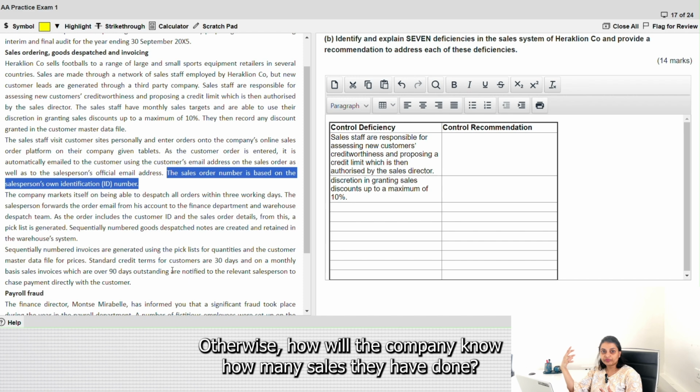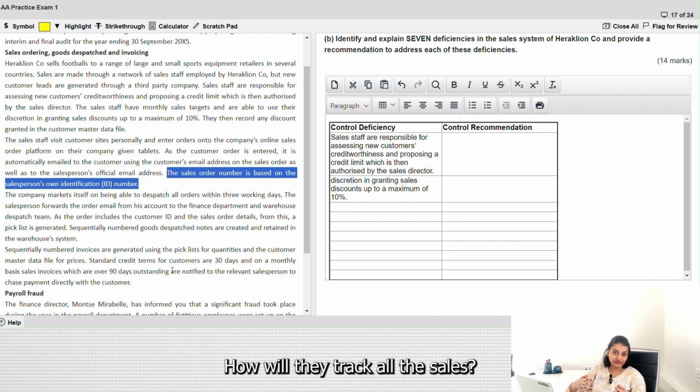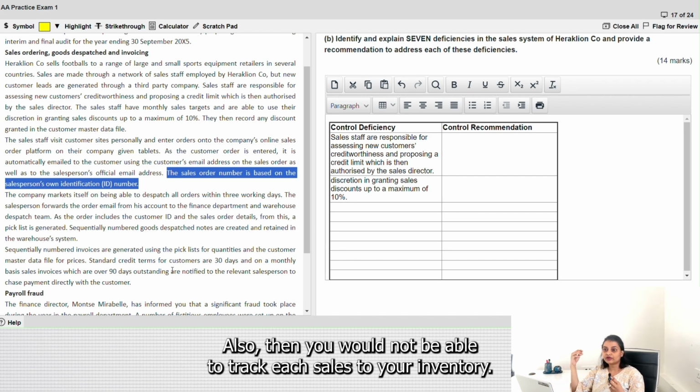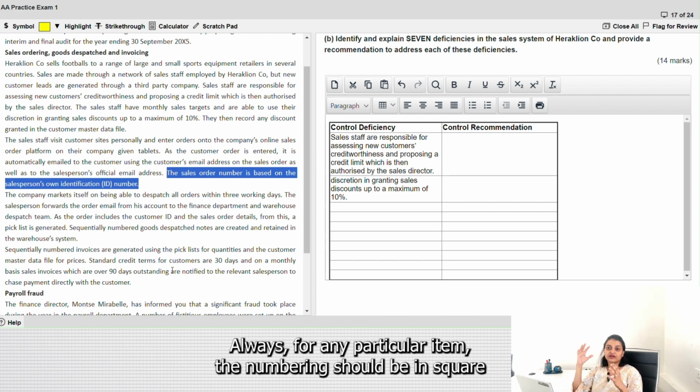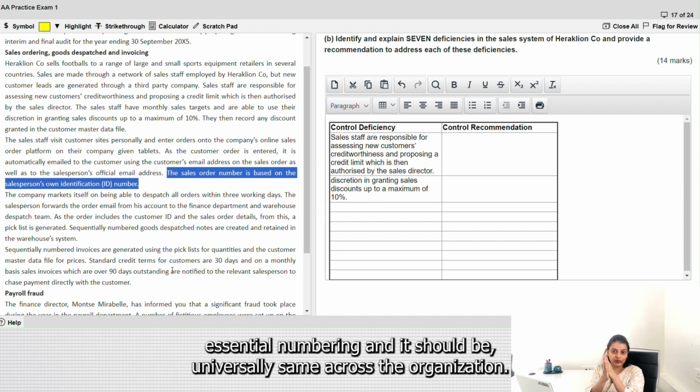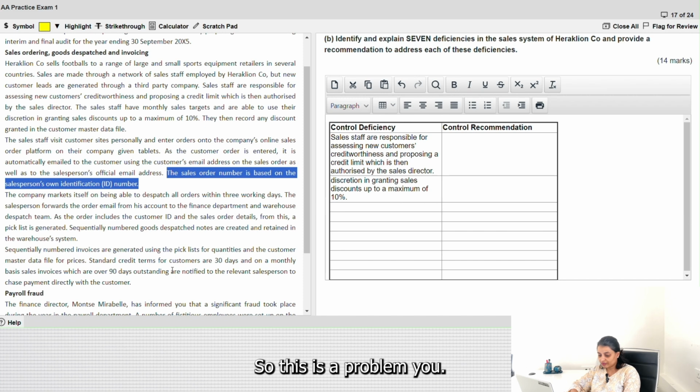Otherwise, how will the company know how many sales they have done? How will they track all the sales? It's going to get very haphazard. Also, you would not be able to track each sale to your inventory, or each sale to whether the money has come in or not. For any particular item, the numbering should always be sequential, and it should be universally the same across the organization. So this is a problem here.